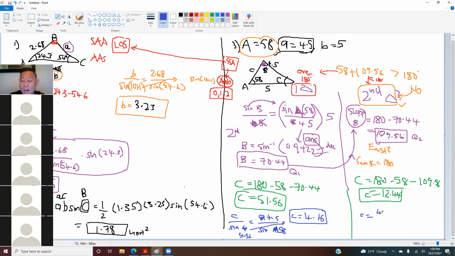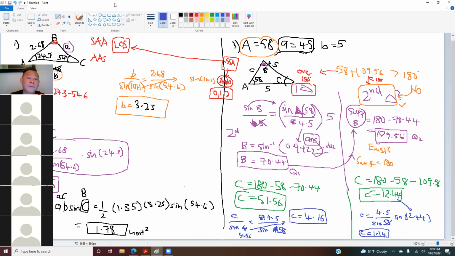You also need to find C here, which is exactly the same. You take 4.5 over sine 58, but you multiply this with sine of 12.44 instead of 51.56, because that's our angle C in this case. That came out to be 1.14.